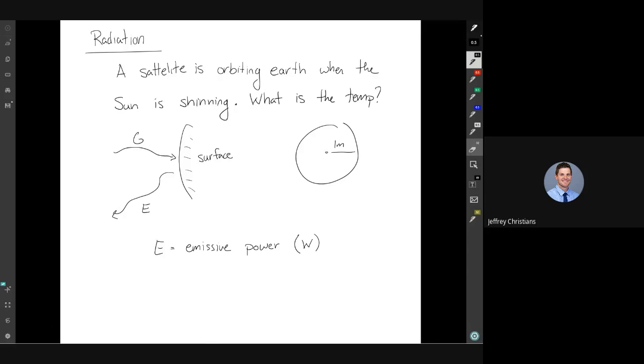Or I guess this is watts, or you can write it as watts per meter squared in emissive heat flux.